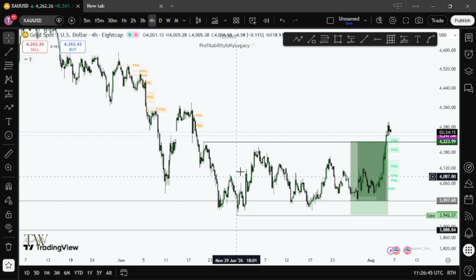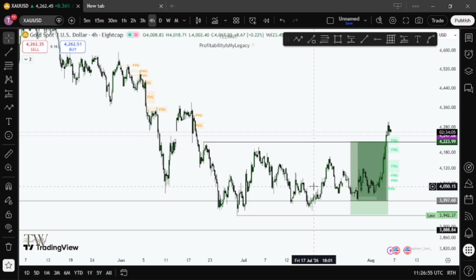Okay, it gave us this change of character, and what is the next thing? Price came and validated the POI that the change of character left behind. Okay, and then price continued the buys. Now when price has continued these buys, it has also broken another structure to give us another swing, to give us more confirmation that we should look out for several buy entries.